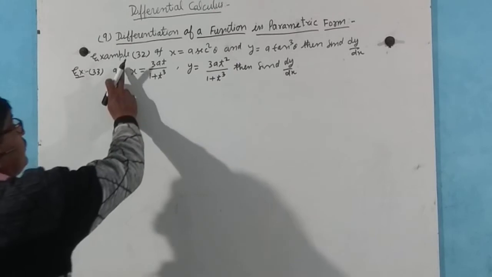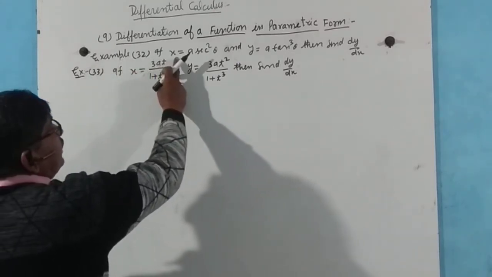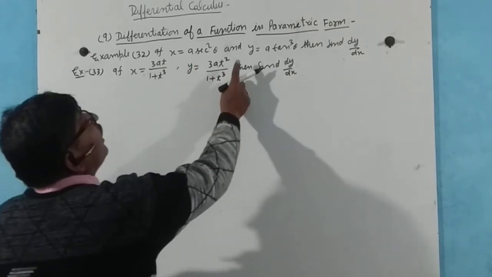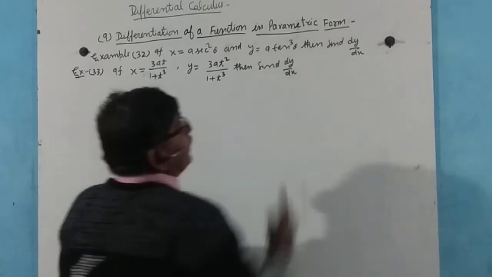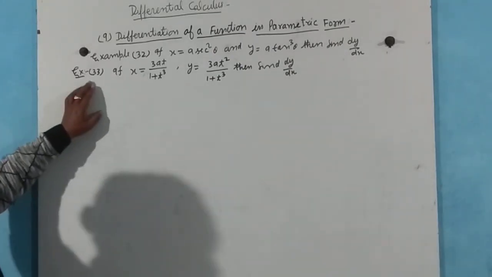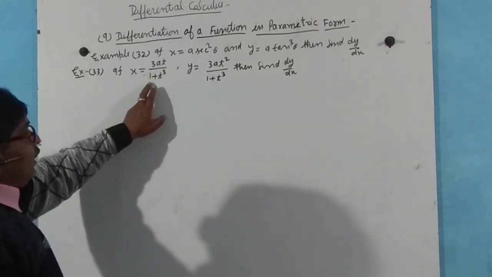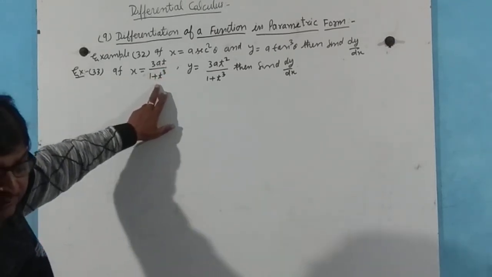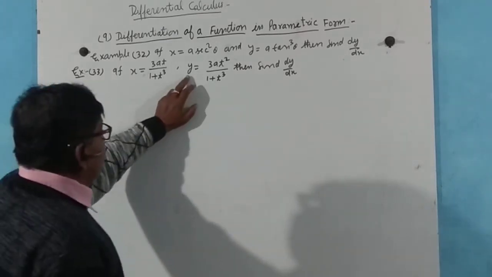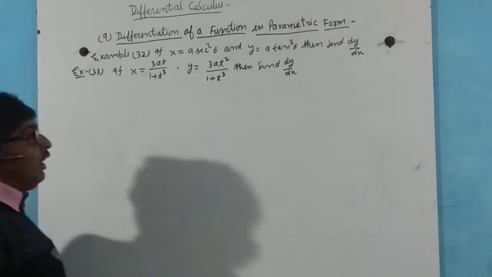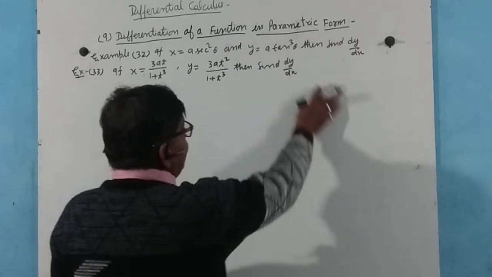Now question number 32, example 32: if x equals a sec squared theta and y equals a tan cubed theta, then find dy by dx. And example 33: if x is equal to 3at divided by 1 plus t cubed, and y equals 3at squared divided by 1 plus t cubed, then find dy by dx.